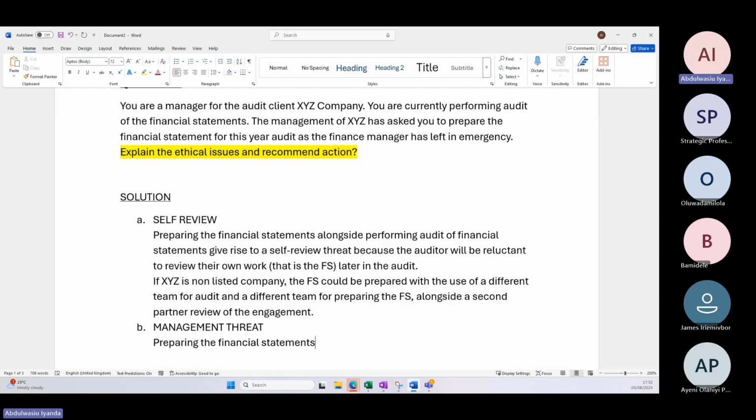Preparing the financial statement alongside. I just want to work alongside, but I want to relate. Just make sure you are relating to the question a lot. But you need to be fast so that your typing skill holds up in your exam, alongside performing the audit of the financial statement.